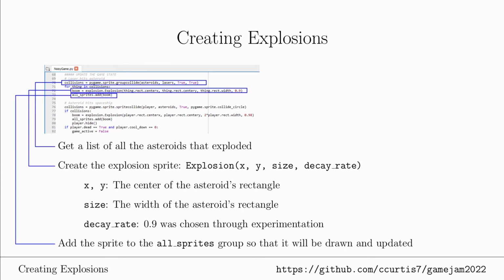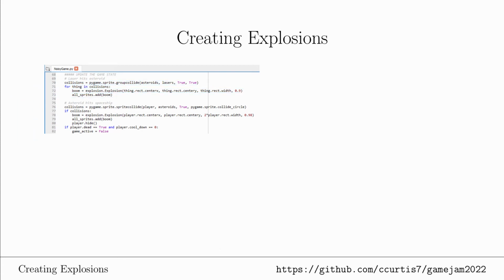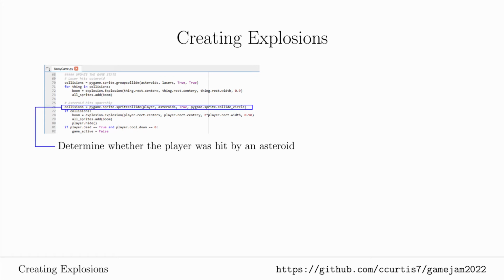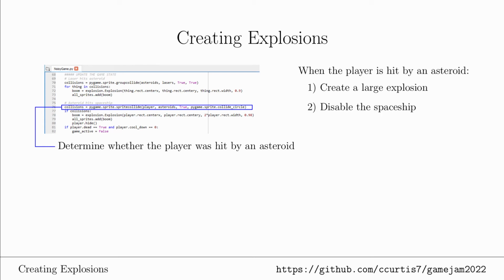In this case, that's the only group we want to add it to because there aren't going to be any interactions between the explosions and the other sprites. What about if the player gets hit? Right now, the game ends abruptly. What we want to have is a big explosion, and then end the game shortly after the explosion fades away. The trick we're going to use is to create the explosion where the spaceship is, disable the spaceship's activity, and then hide it by teleporting it off the screen.